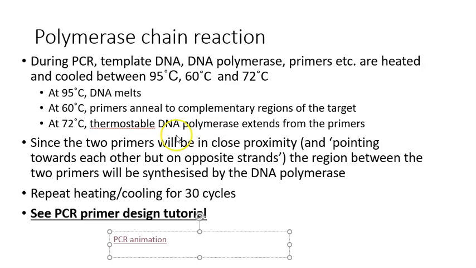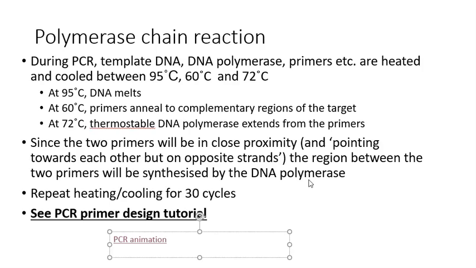And as we'll find out in this PCR design tutorial, the two primers are in close proximity of each other, so that's usually within 100 base pairs of each other, and they are what I call pointing towards each other but on opposite strands. And we'll see what I mean when I go through the PCR tutorial. But the result of that means that the region between the two primers will be selectively copied by DNA polymerase. The rest of the genome is completely ignored.